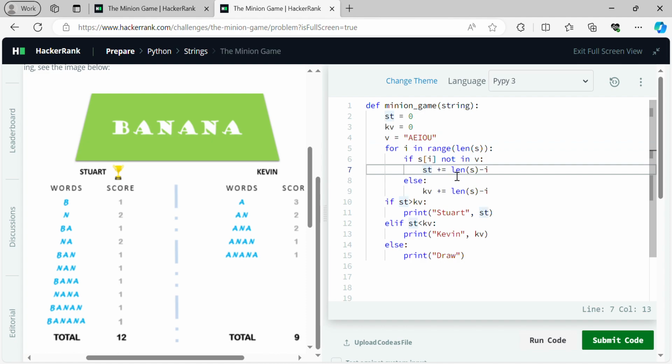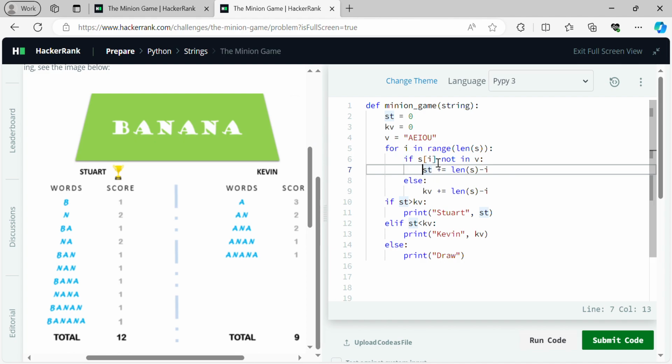ST plus length of s minus i. Why am I writing length of s minus i? Length of s means 6, and 6 minus i, in the first iteration, is 6 minus 0, 6. So b, if the consonant is the first condition, the total is 6, 6 is the length, so the possibility of substrings was also 6. And go to the next iteration.